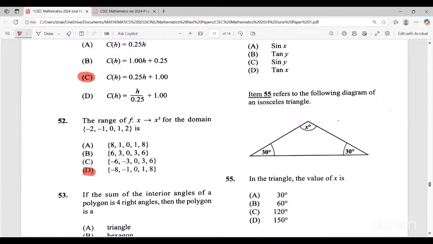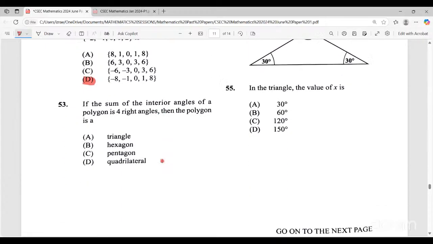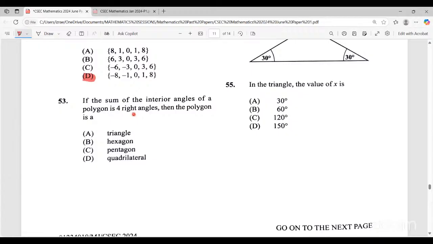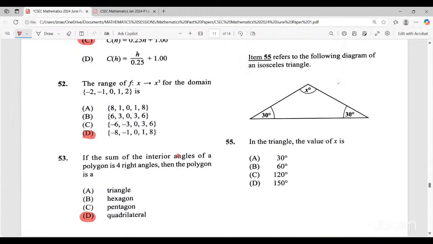Essentially, very straightforward. The sum of the interior angles of polygons. 4 right angles, polygon is 4 right angles, which is 360 degrees. The sum of a quadrilateral's internal angles will give you 360, okay? Any four-sided figure, the sum of its interior angles is 360 degrees. I think we know that. So that's D.